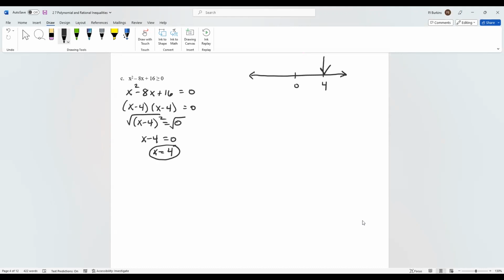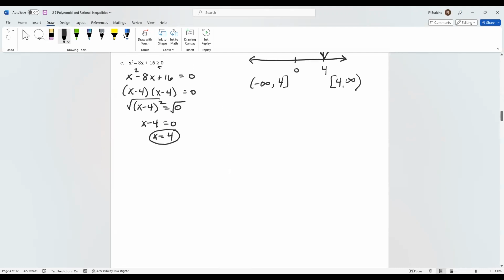Again, on the left side, this would be -infinity, and we go up to 4. And then it is an inequality with an equal to, so I'm going to include 4. And on the other side, I'm going to include 4, and I go to positive infinity. And that's a parenthesis, by the way, just to be clear. Okay. So I do the same thing, but this time just with two intervals. So let's start off with that interval.